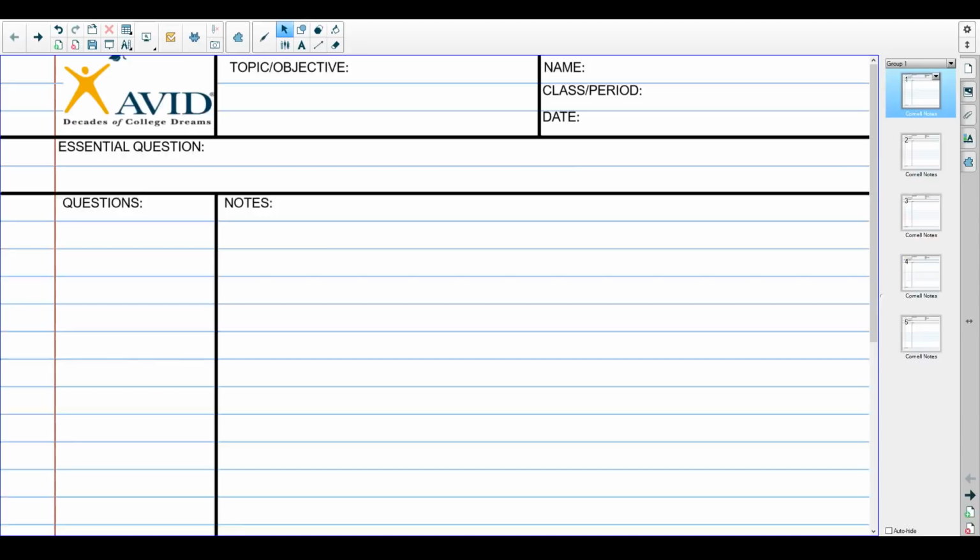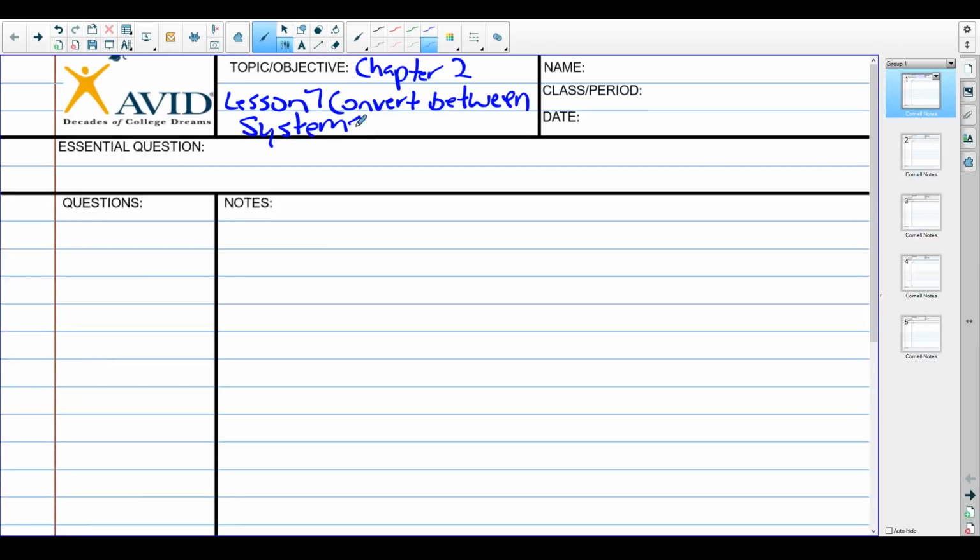Okay, I said I'd be done by 6 o'clock. The clock is ticking, so let's write fast. Blue. So chapter 2, Lesson 7. Lesson 7, convert between systems. Our central question: how are proportions used?